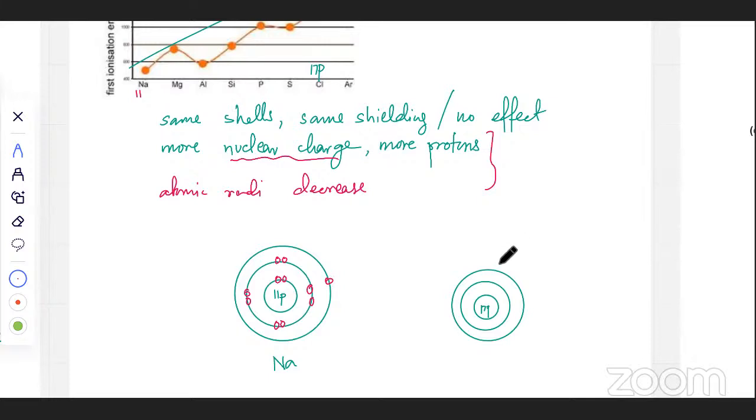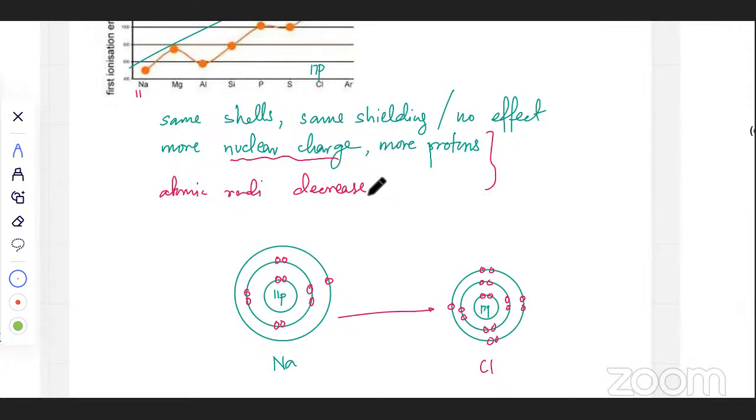While in chlorine, because of the greater number of protons, the electrons would be a lot more tightly held, and it's going to be a smaller atom. And the outer electrons would be held by the chlorine nucleus a lot stronger. So this is not sodium, this is chlorine actually. The attraction is going to be a lot stronger, which is why when you move across the period, you have more protons. So that's one, more nuclear charge, and the atomic radius constantly decreases as well.